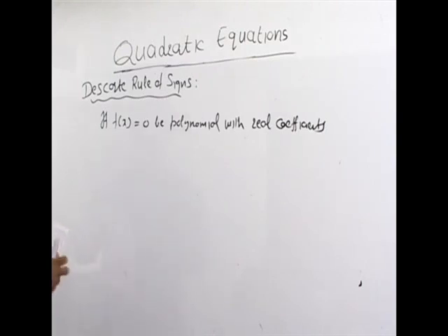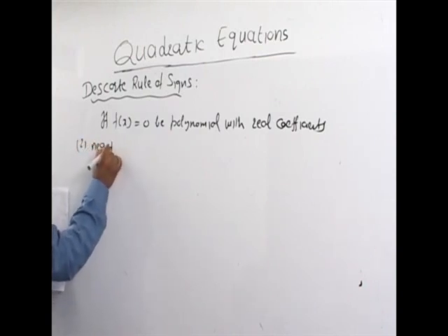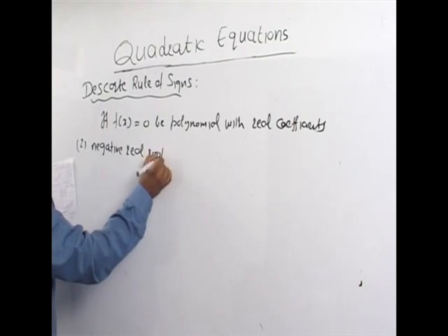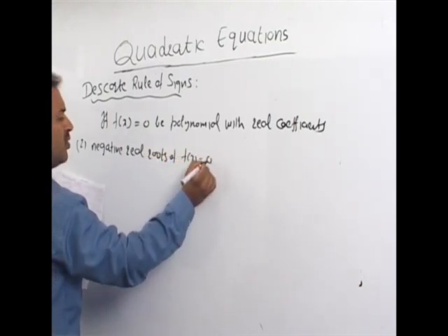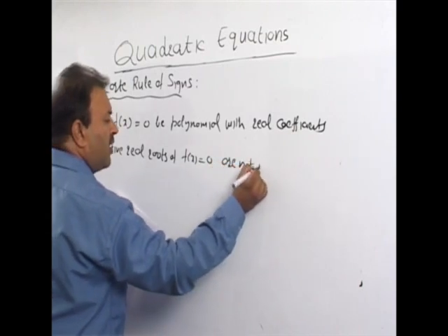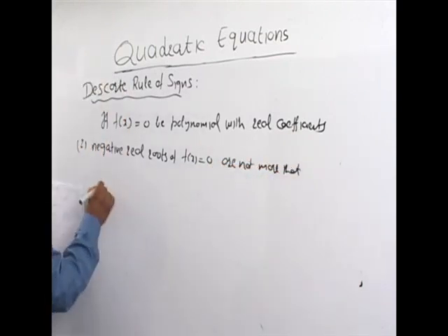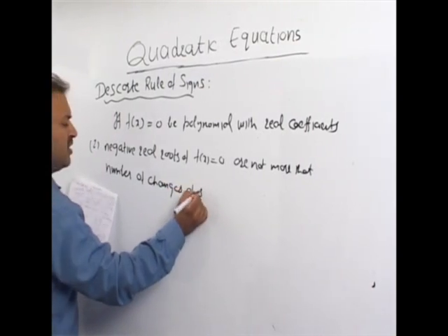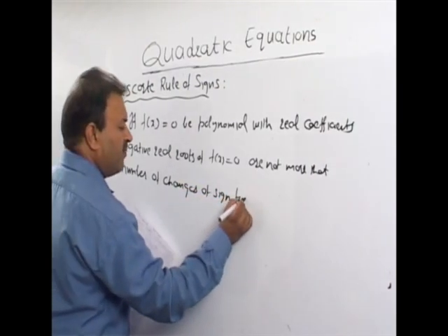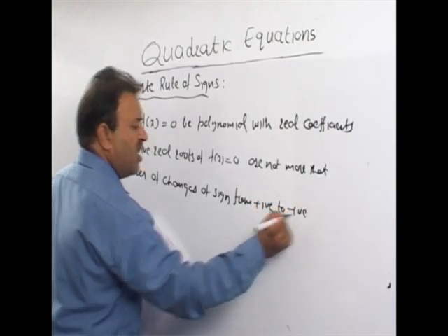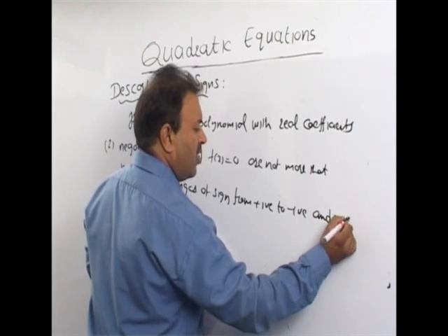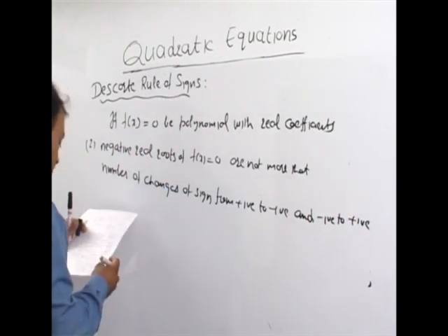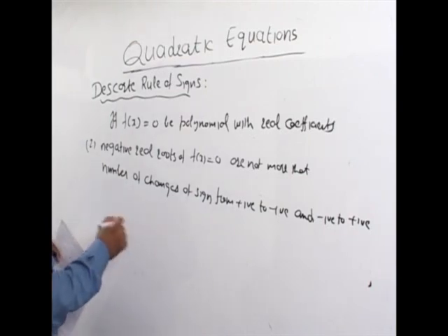If f(x) = 0 is a polynomial with real coefficients, the second point is that the negative real roots of f(x) = 0 are not more than the number of changes of sign, from positive to negative and negative to positive, in f(-x).